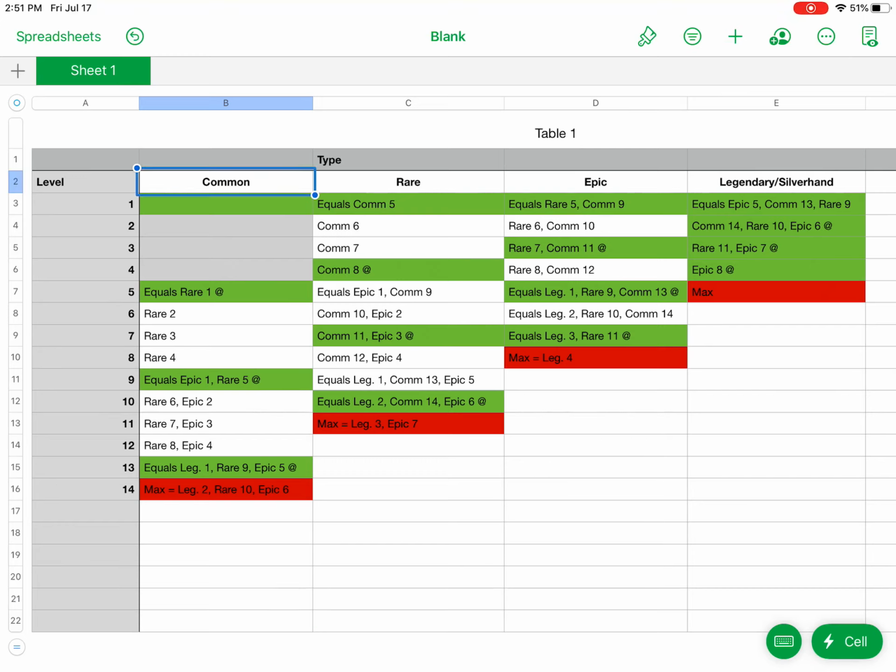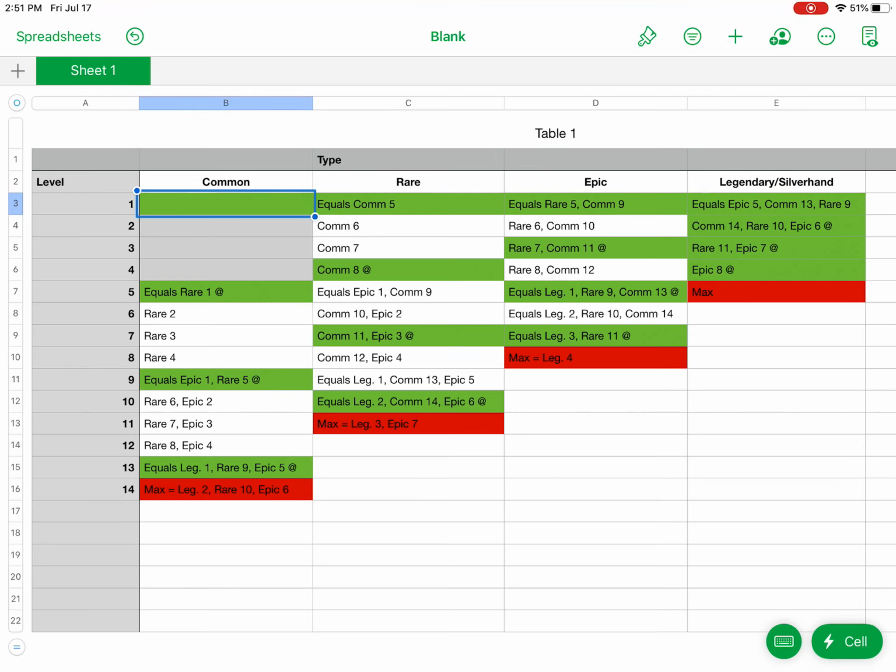Okay, so we have four types of gear. We have the common gear, rare gear, epic gear, and then the legendary / silver hand gear. Legendary and silver hand gear, for the most part, are the same power. There is some gear that has higher stats and some gear that has lower stats, but let's just assume for the sake of argument that legendary and silver hand gear are the same.